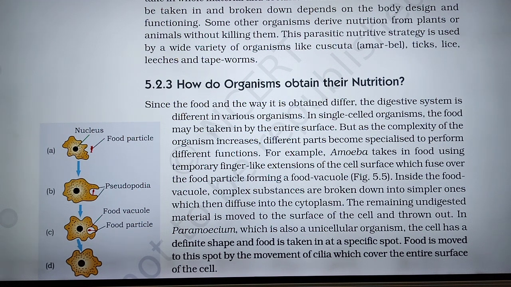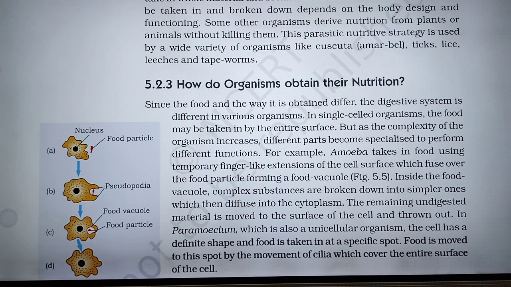In a single cell organism, the food may be taken in by the entire surface, but as the complexity of the organism increases, different parts become specialized to perform different functions. It means if there is a single cell organism, not a multicellular one, the whole surface will help to take in the food, and in complex organisms they become specialized parts to perform different types of functions.